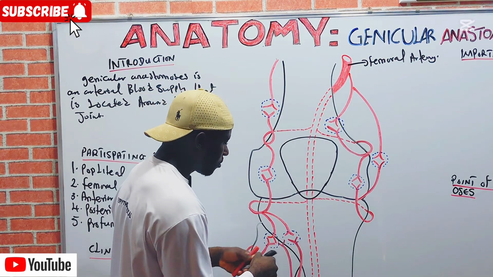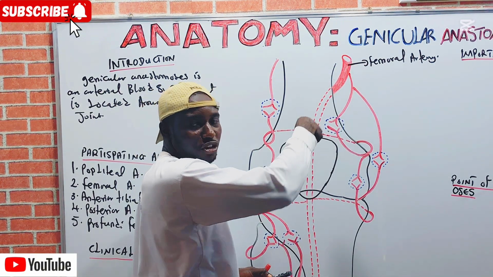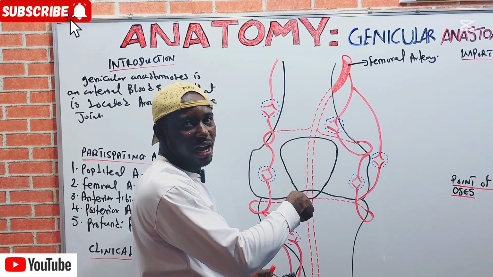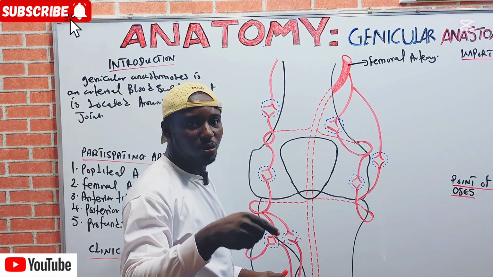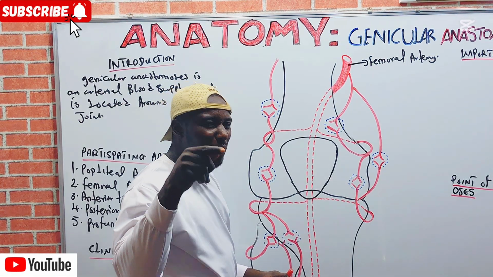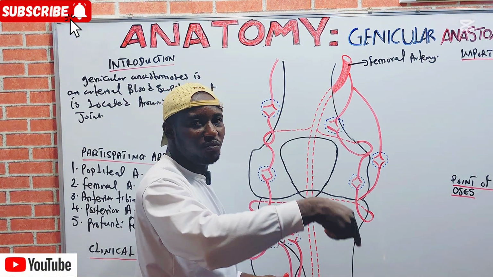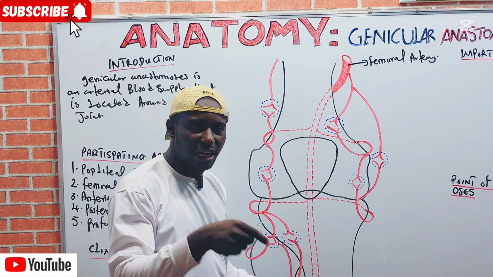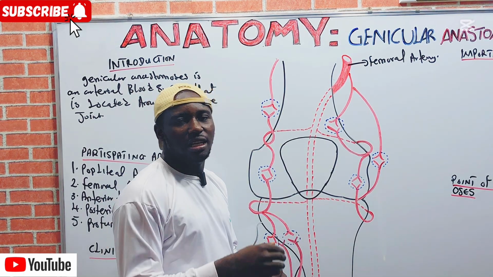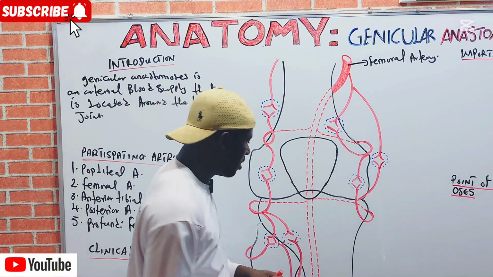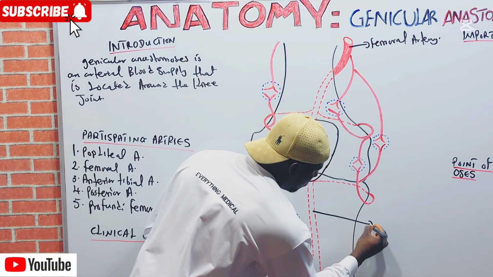Now, watch here. As the femoral artery courses downward at the posterior aspect of the knee, at the level of the adductor hiatus, it becomes the popliteal artery. Because after the adductor hiatus, the next important fossa is the popliteal fossa, which is a diamond-shaped depression that is located at the posterior aspect of the knee joint. Now, in this region is our popliteal artery.